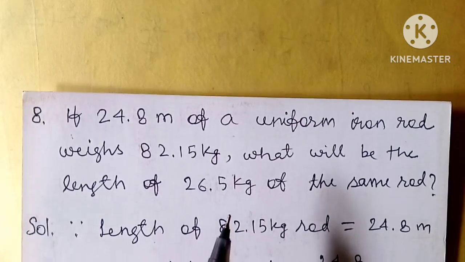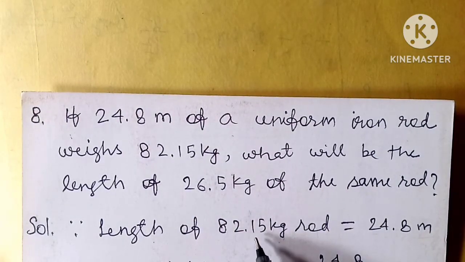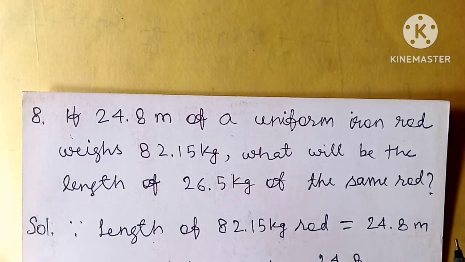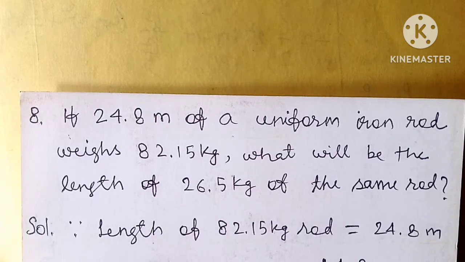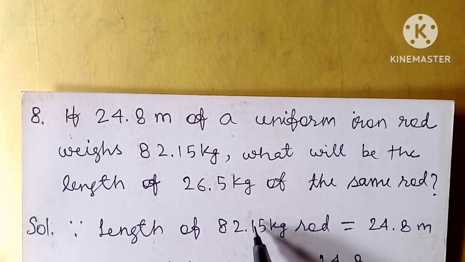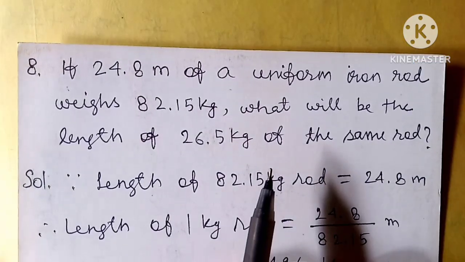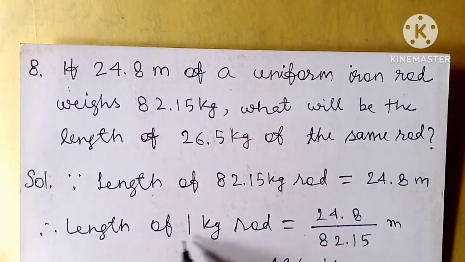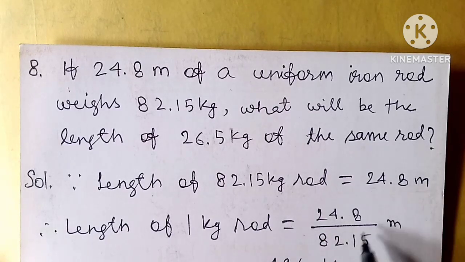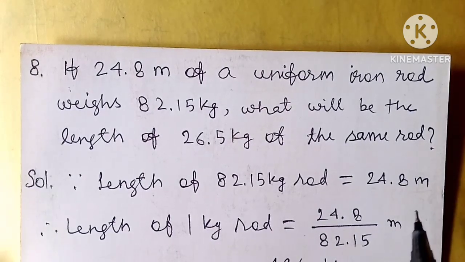So we should write: since length of 82.15 kg rod is equal to 24.8 meter. Now we have to find the value of quantity 1, so we reduce it to 1. Therefore, length of 1 kg rod is equal to, we have to divide, so 24.8 upon 82.15, and meter comes like that.